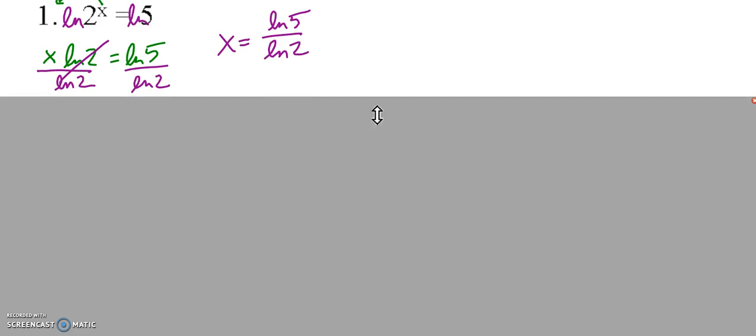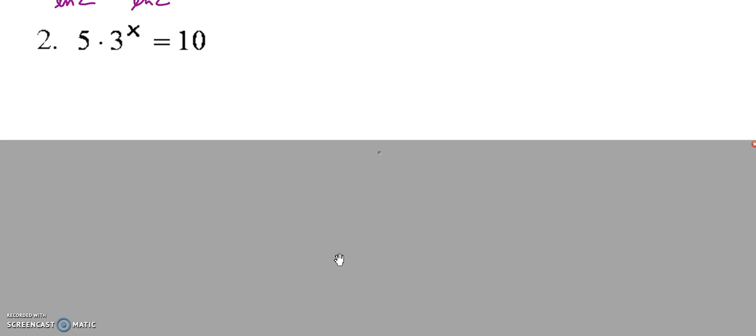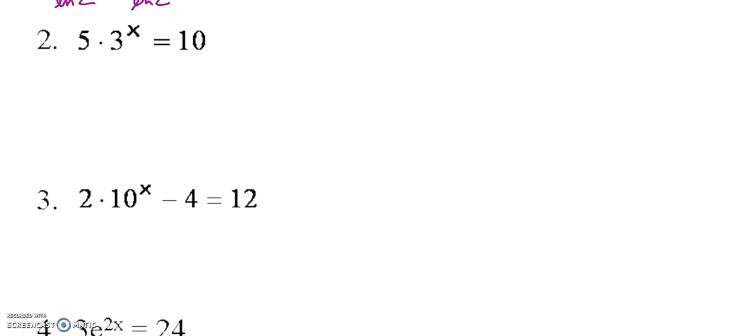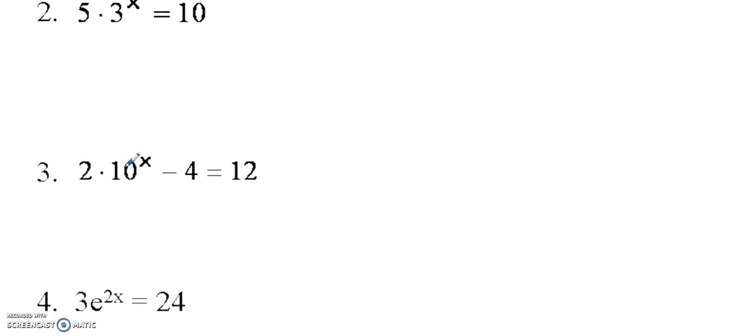Let's keep going. What if I have something like, I'm going to skip the second example and go straight to the third. 2 times 10 to the x minus 4 equals 12. First step, get whatever is being raised to a power by itself. So get my exponential term all by itself. So I'm going to add 4, just like any other equation, and I'm going to divide by 2. So I get 10 to the x equals 8.